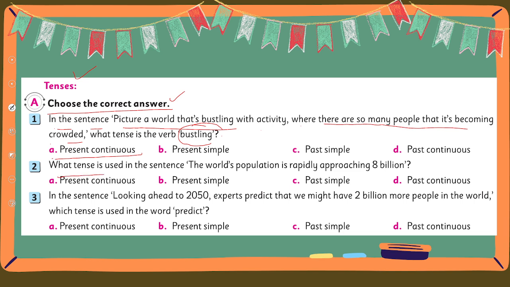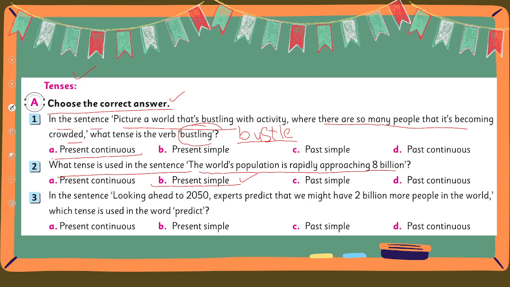What tense is used in the sentence? The world's population is rapidly approaching 8 billion. This is a fact. So, this is present simple. Here in the first one, bustle is our main verb, and we are using the ing form to show that this is in the present continuous.